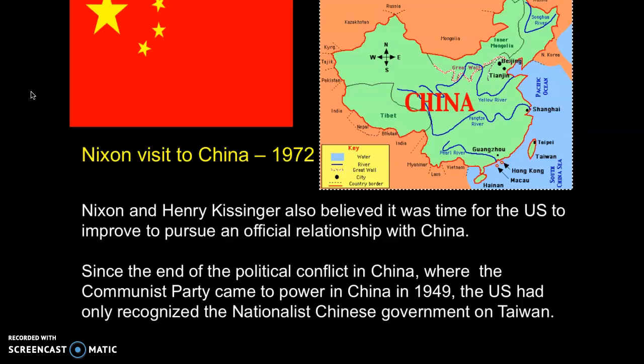So, one of the things that Nixon and Kissinger believed is that the time had come to open a dialogue and take the steps toward establishing a regular diplomatic relationship with China. And this is what they started. And it was going to involve a visit by Richard Nixon to China itself.